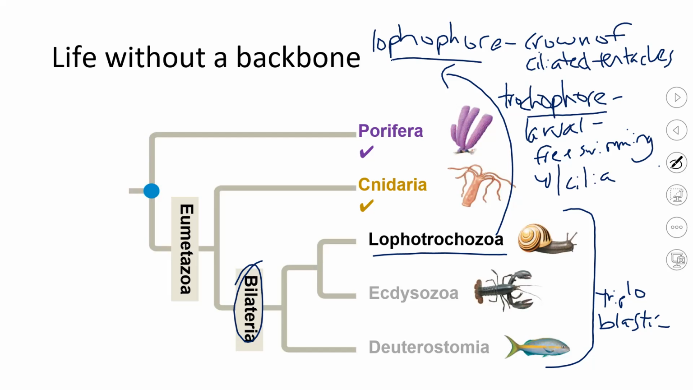So we're going to talk about 6 different phyla that are within the clade Lophotrochozoans. Not today. We're not going to get through 6 today. We will get through one, maybe not even one. We'll see. Free swimming with cilia.